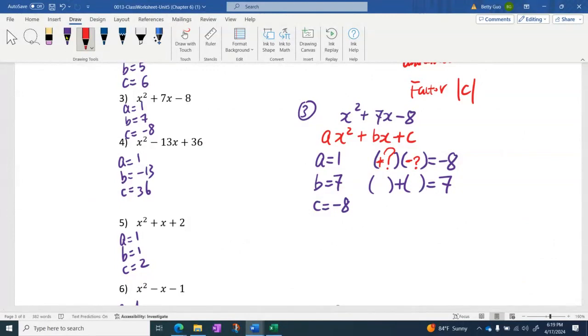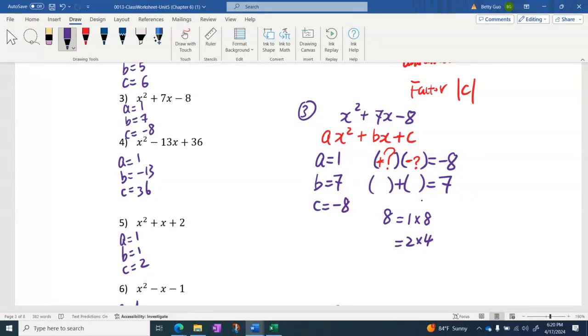Okay, so now we are going to factor the absolute value of c, which is 8. Do not worry about the sign, just do the absolute value. So 8 equals, remember how do we factor? We start from 1. 1 times 8. Also could be 2 times 4. 3 doesn't work. 4 is here already. 5 doesn't work. 6 doesn't work. 7 doesn't work. 8 is here already.